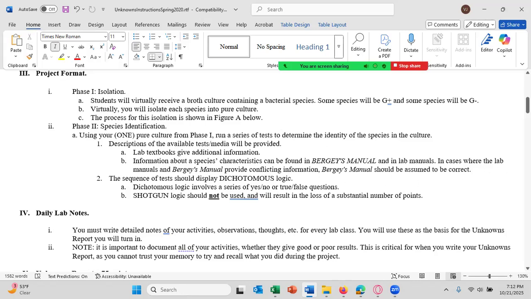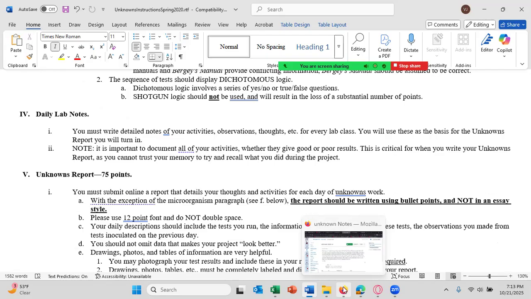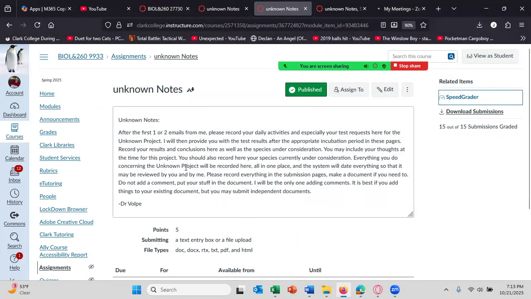So this project uses dichotomous logic. You should record everything you do on your unknown project in your unknown notes. And that does include the information I sent to you. And I've got what you should have in your unknown notes here. After the first one or two emails from me, every contact between you and I on the unknown project will be in your unknown notes page.